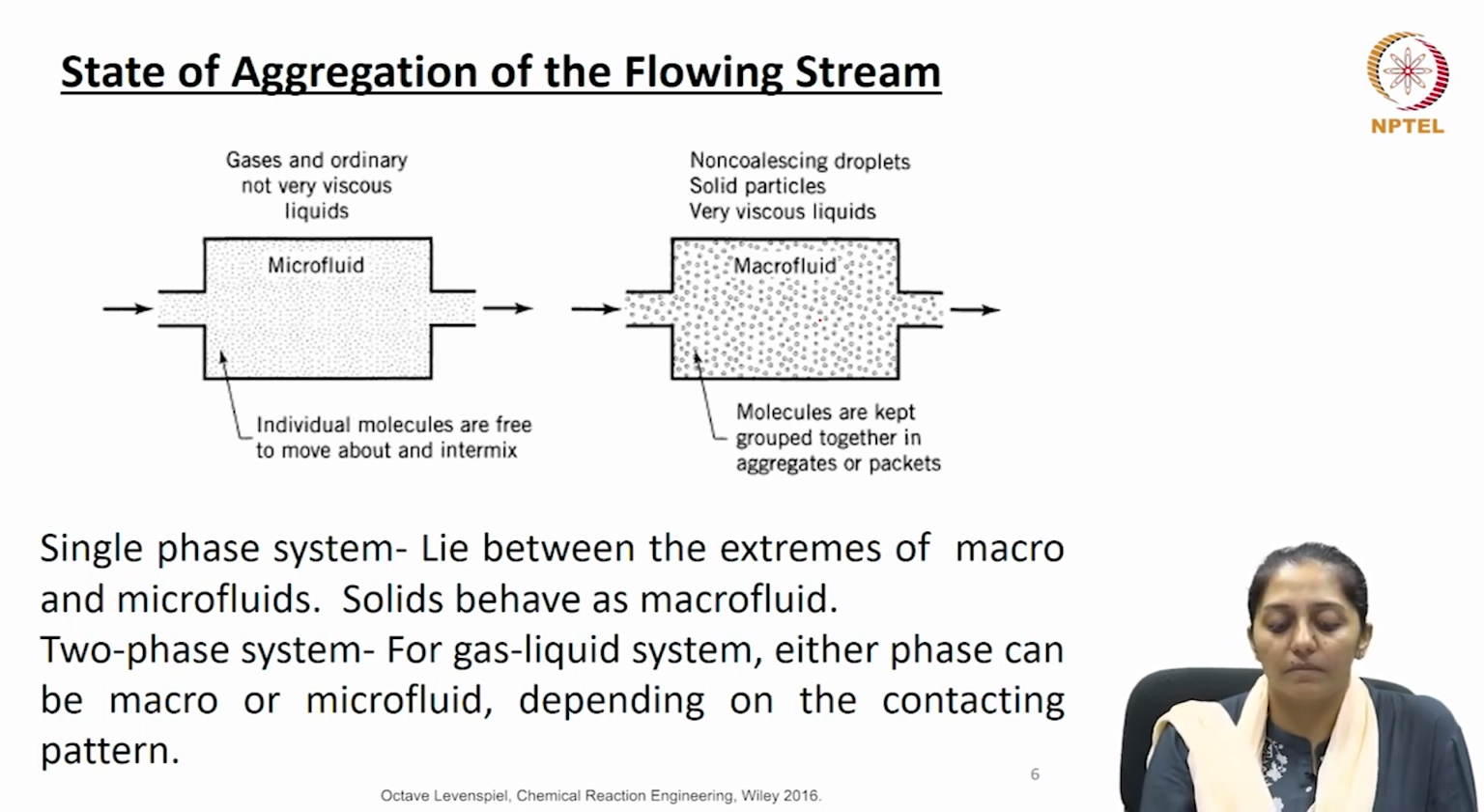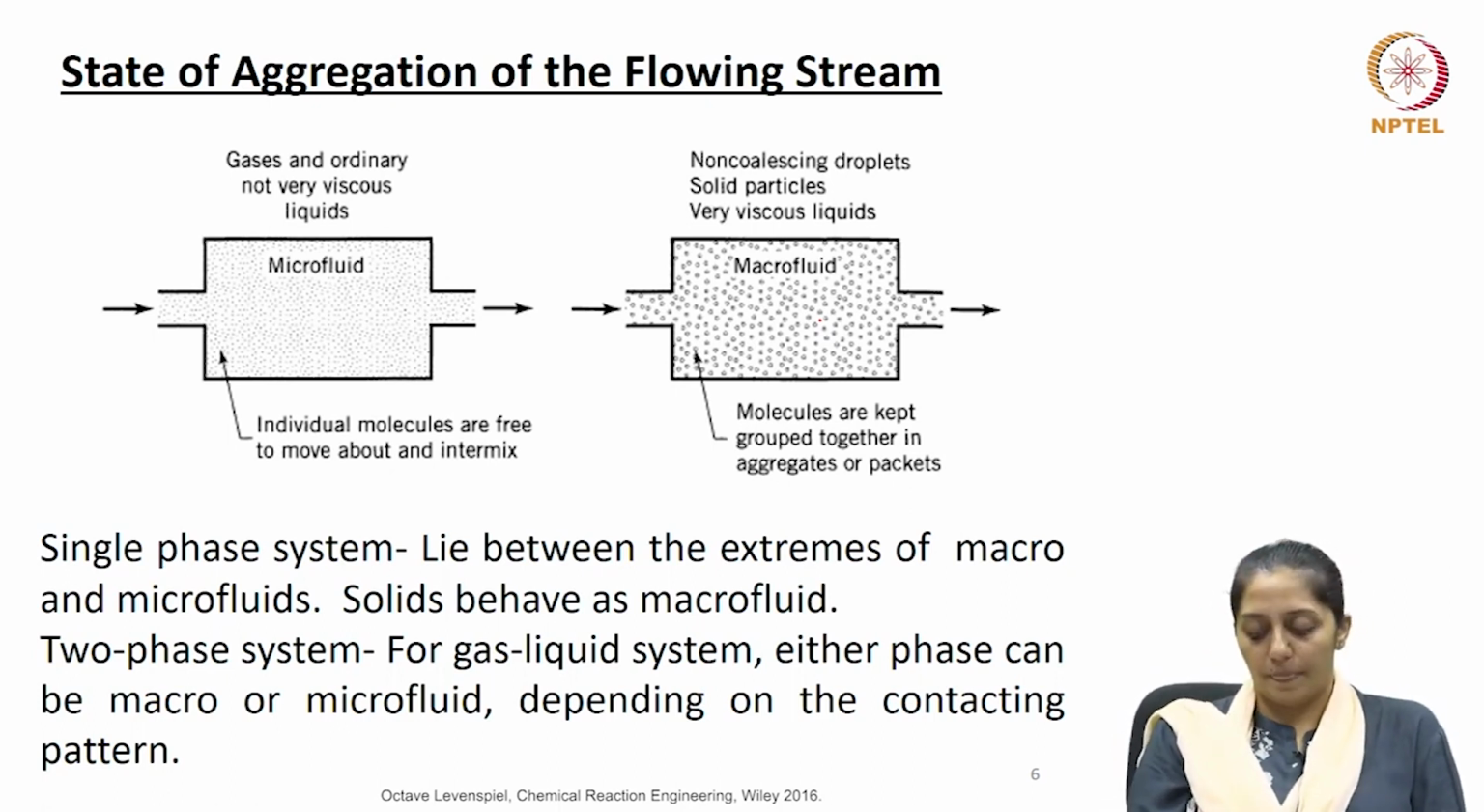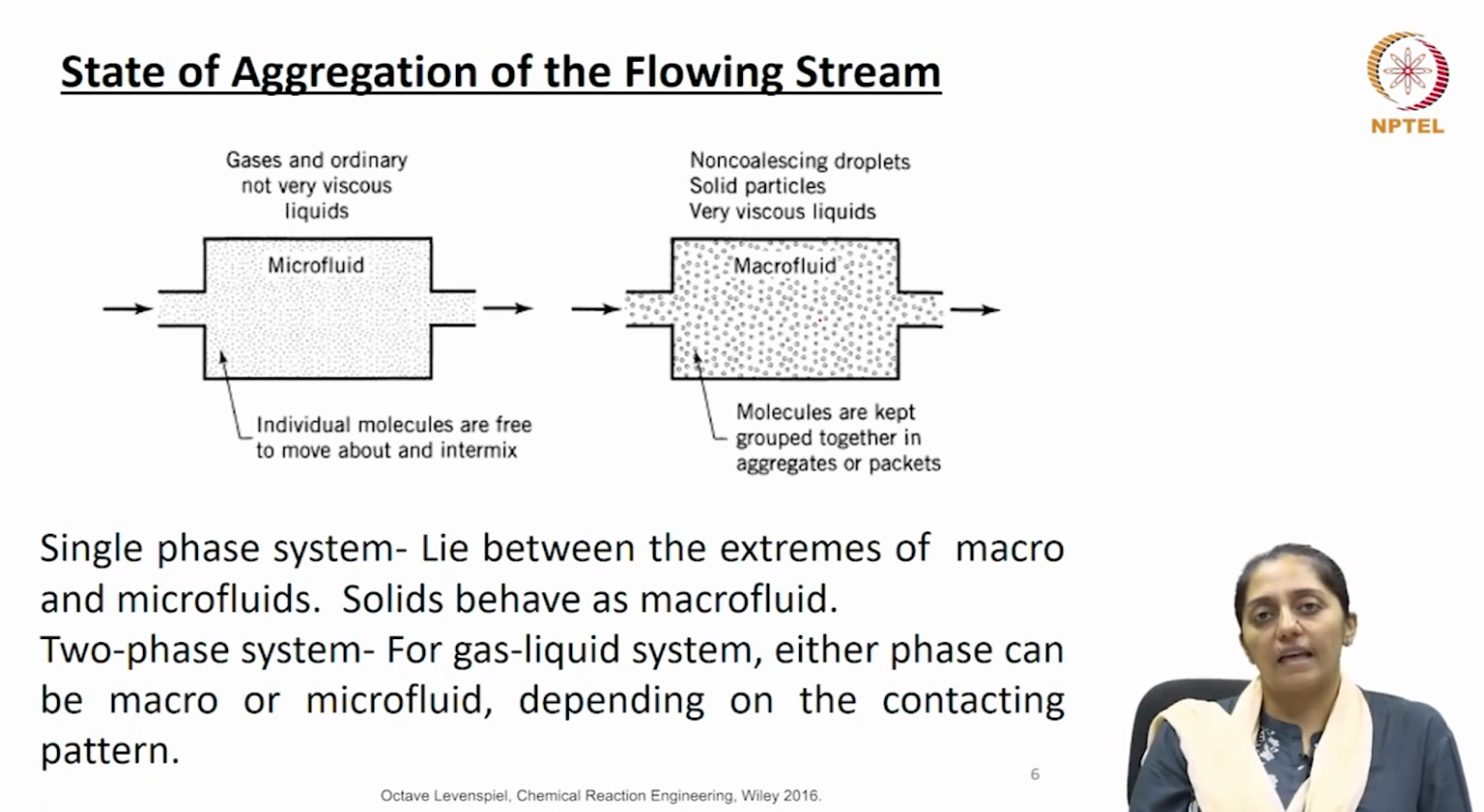So, single phase system, it will lie between the extremes of the two macro and microfluids. The solids, they behave as a macrofluid, while the gases will come under microfluids. Now, for a two-phase system, like for example gas liquid system, either phase can be a macro or a microfluid depending on the contacting pattern, which means that either gas can be dispersed in the liquid phase or the liquid can be the dispersed phase in the gas.